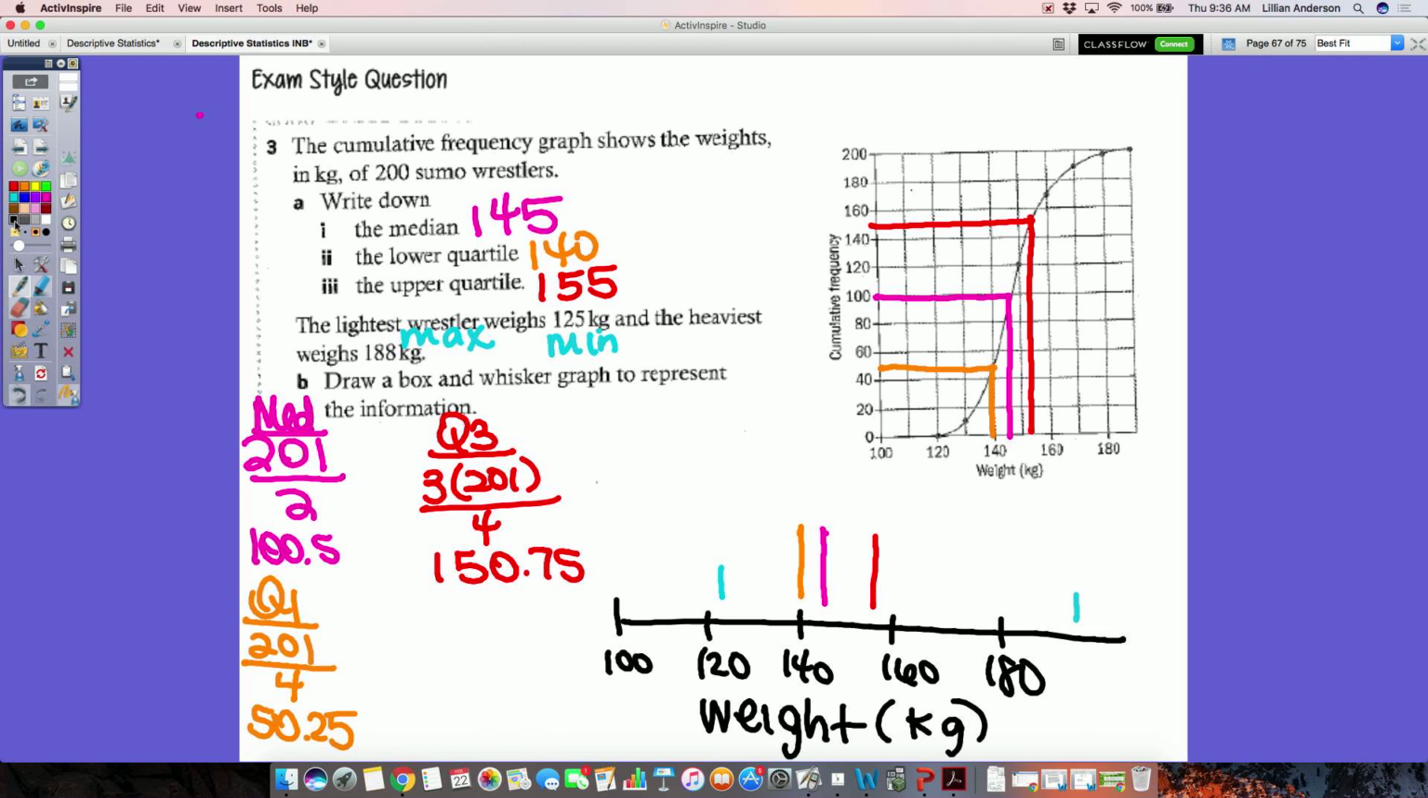And so then I connect to make my box, add in my whiskers, and there it is. I try to make it different colors so everybody can see where all the pieces of information were.